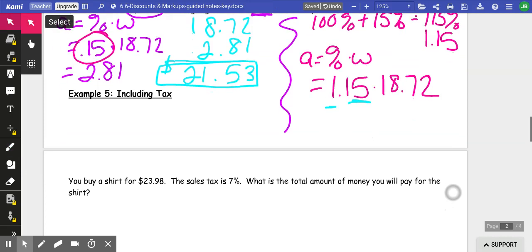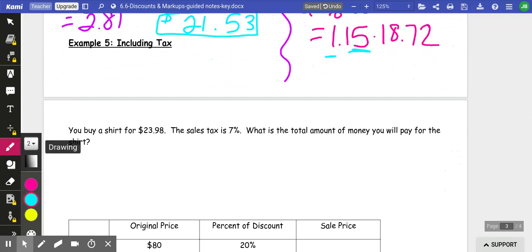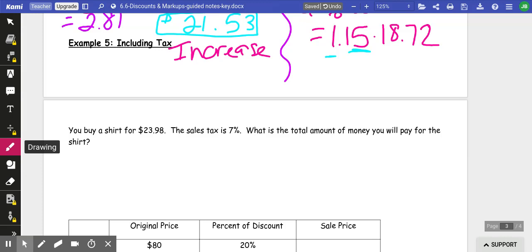So just like tip, a tax is going to be an increase in price. So if you're buying a shirt for $23.98 and it says the sales tax is 7%, what is the total amount of money you will pay for the shirt? So we're going to take $23.98, then multiply it by 0.07. Don't forget to put the 0 in there, otherwise you're multiplying it by 70%.